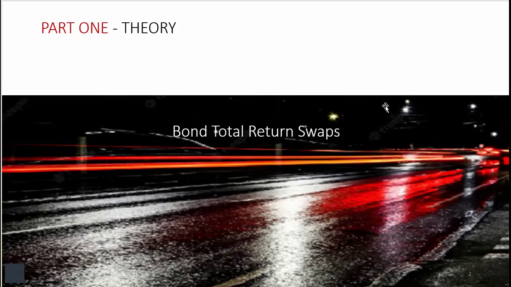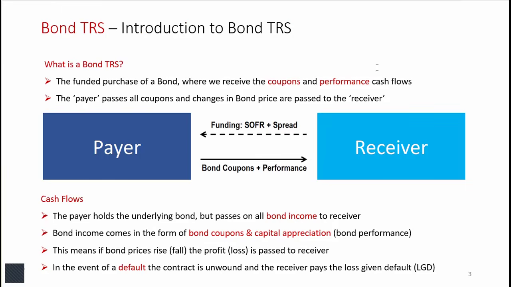So bond total return swaps. Let's talk about the theory. As an introduction, what is a bond TRS? It's a funded purchase of a bond. So we want to buy the bond, we don't have the cash, and we receive the coupons and performance as cash flows. The payer passes these coupons and changes in the bond price, all of that, from the payer to the receiver, which is this arrow here. Bond coupons and performance go to the receiver. And then the receiver in exchange will provide funding plus a spread.